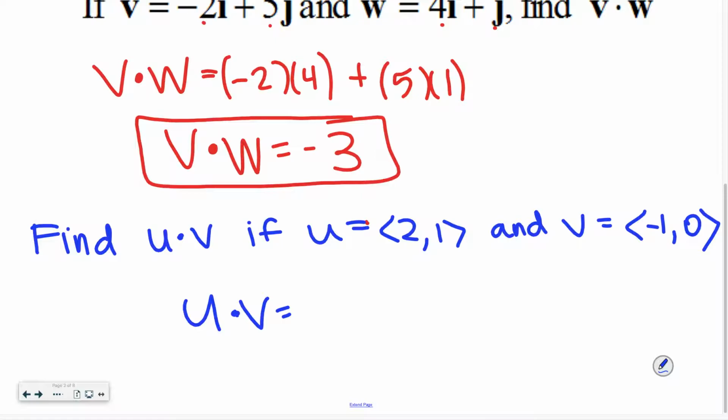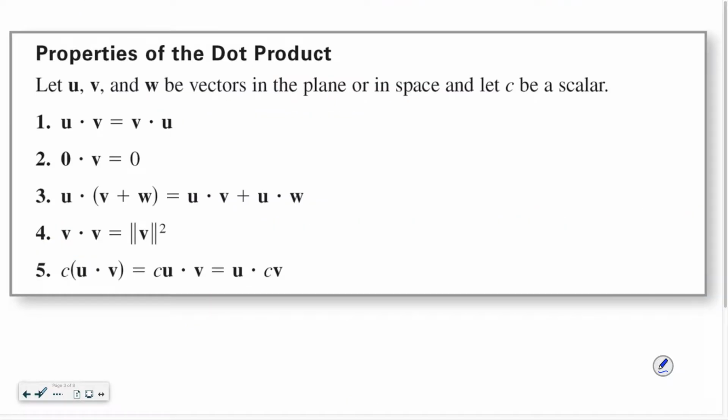Okay. Josie, what'd you get for your dot product? -2. Do you agree with Josie with -2? Does anyone say no? Graham, do you agree? Okay.